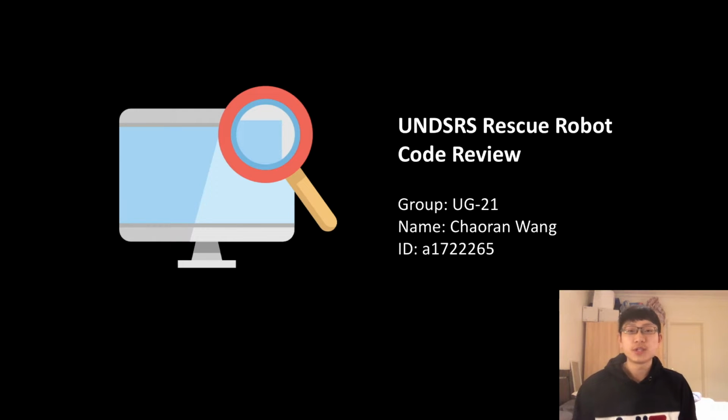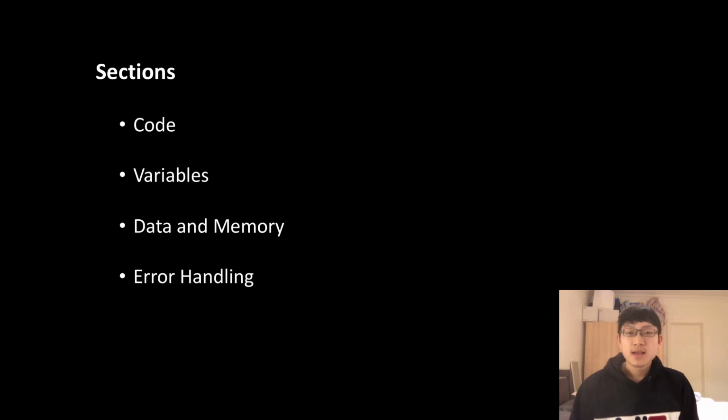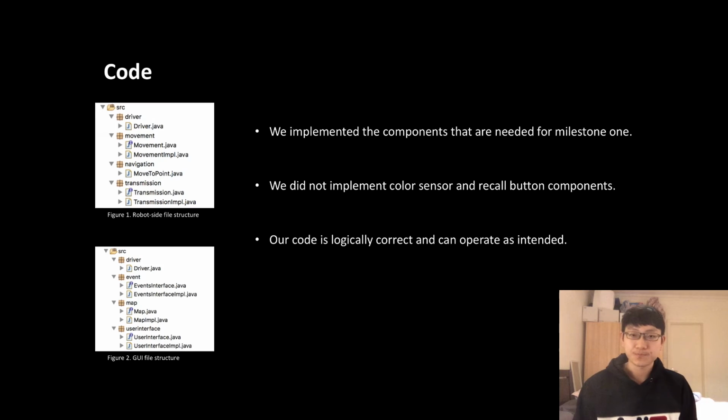I'm from Group UG21. Today I'm going to do a code review for our group project. I'm going to review our code based on these four aspects: code, variables, data memory, and error handling.